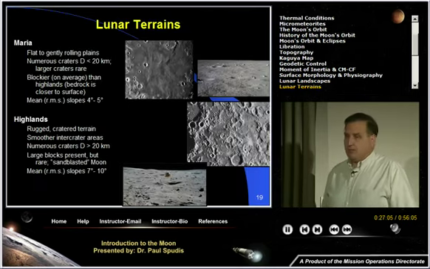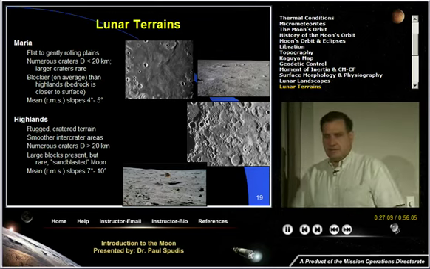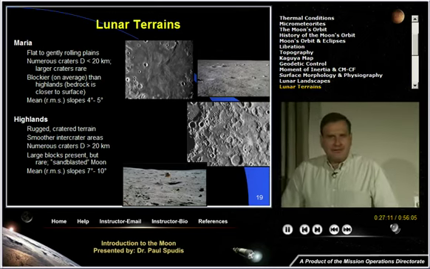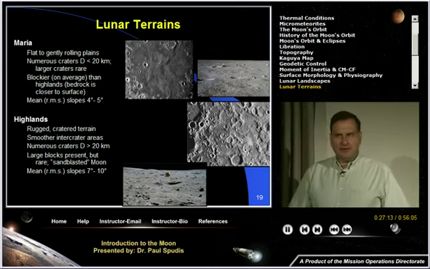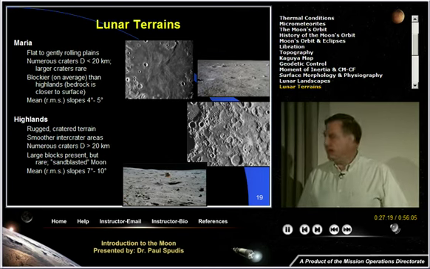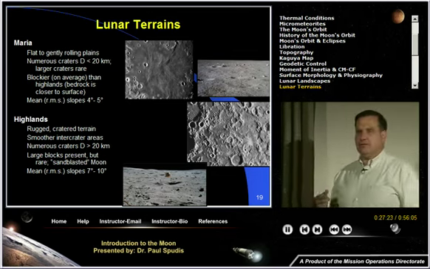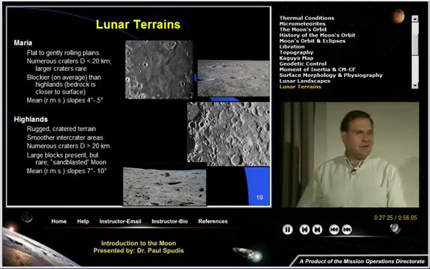I mentioned the two terrains earlier. Here are some basic facts about them. Typically, the Maria have lower average slopes on the kilometer scale, but they're blockier, whereas the highlands have higher average slopes, rolling terrain, but they're less blocky. Now, in a way, this seems kind of counterintuitive. If the surface is rougher, you would expect to find more rocks.